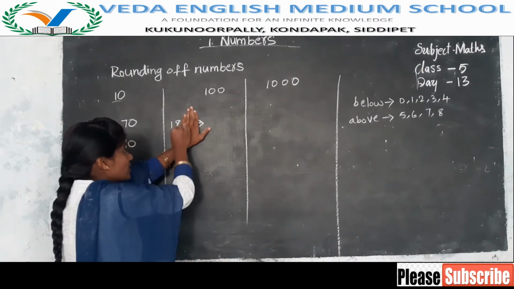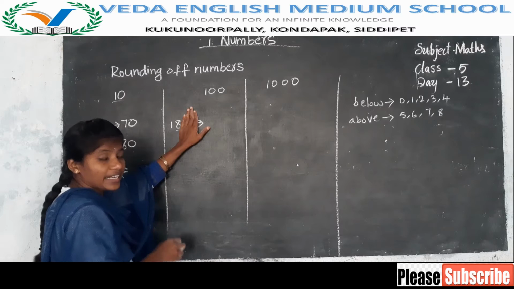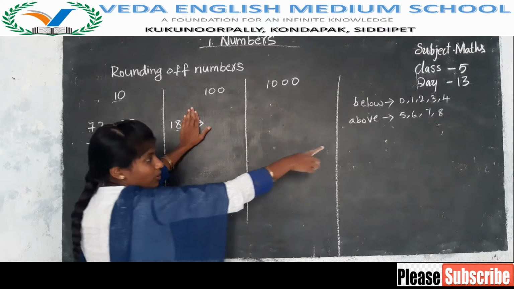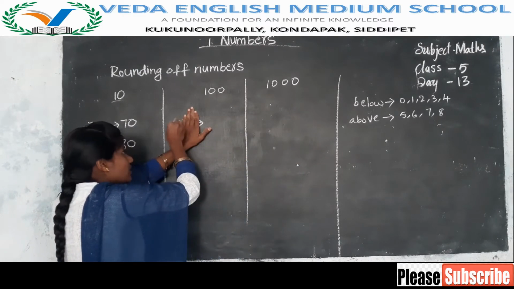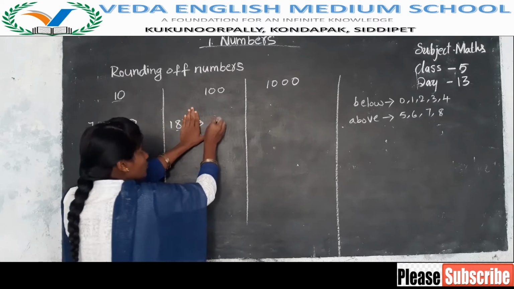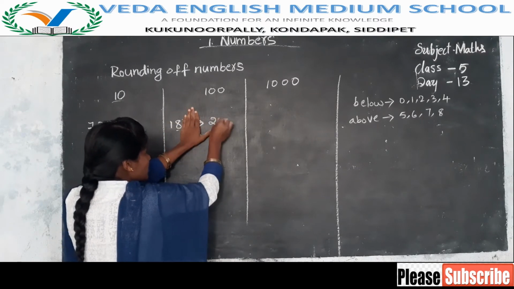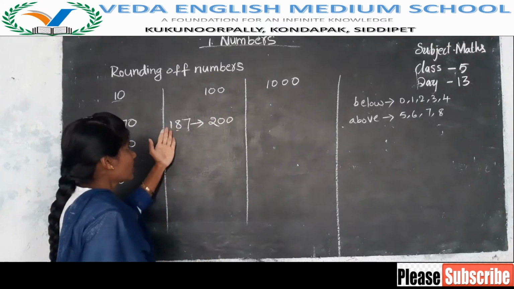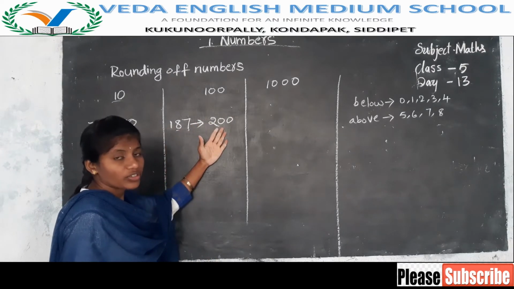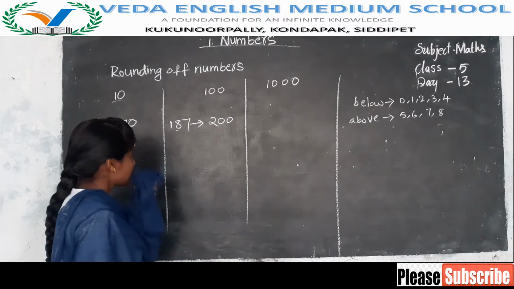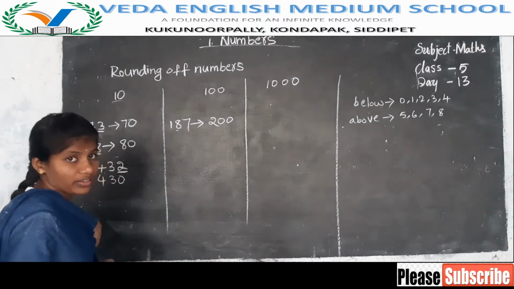Tens place. What do you have in the tens place? 8. Is 8 above 5 number or below 5 number? Above number. If it is above number, what should we do? You have to increase the next number by 1 time. Increasing 1 by 1 time gives 2, and here 0, here also 0. So 187 is nearest to 200.